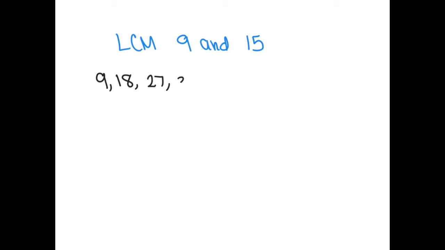Try this next one on. Pause the video, and when you are ready to check, you can check. We're looking for the least common multiple of 9 and 15. So I'm going to skip count by 9s. 9, 18, 27, 36, 45. Since numbers that end in 5 only go into numbers that end in 0 or 5, I'm going to stop and go to my other list. So 15, 30, 45. My least common multiple is 45.